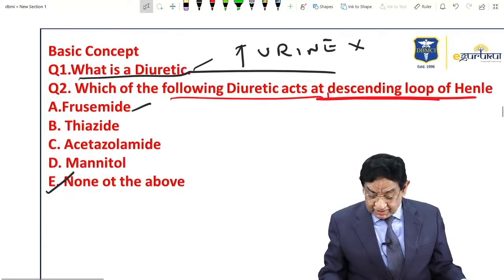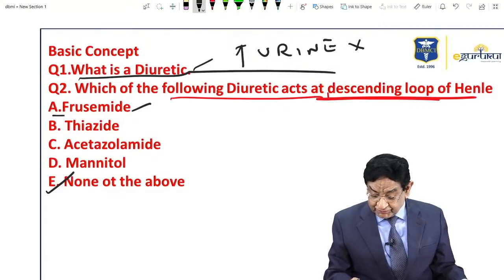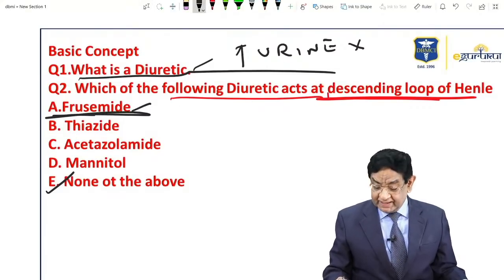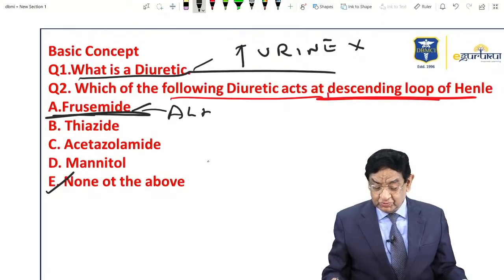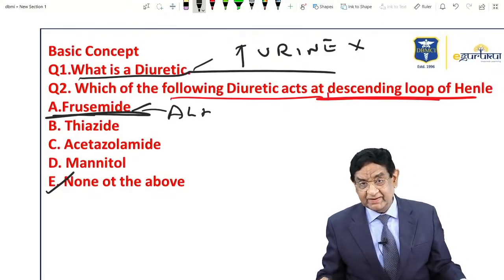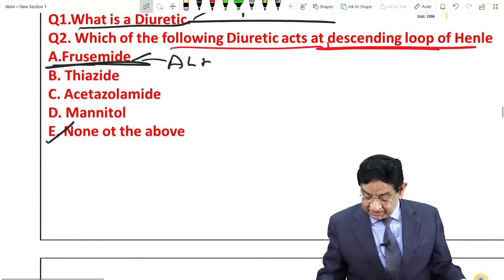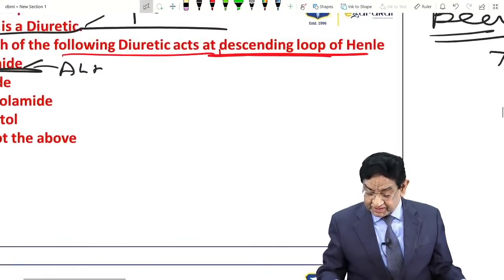And why not descending loop of Henle? Sir, furosemide. Furosemide acts on the ascending loop of Henle. So this we will never understand unless we know the basics. So let's learn the basics. This you have to learn.